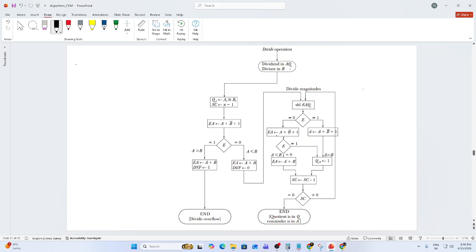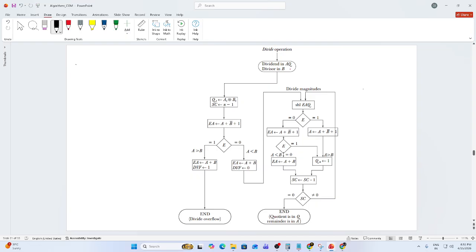For that I am taking this decision. So if E equal to 1, A is greater than B. If A is greater than B, what is the meaning? Quotient bit is 1. I need to do A minus B. I already did A minus B, right. So I make the decision quotient as 1.